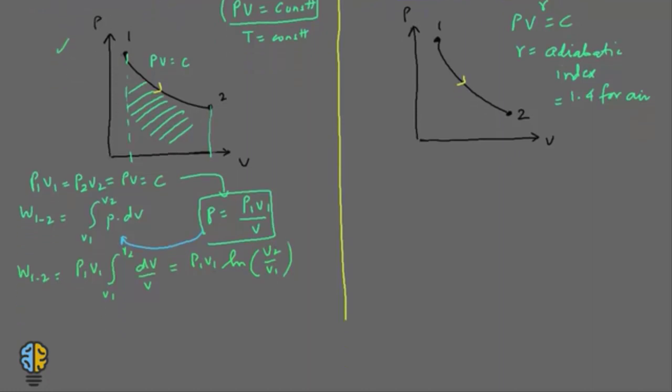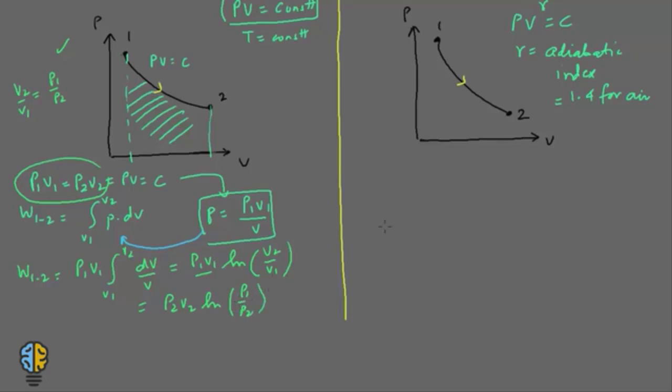Now if you have to replace V2 by V1 by pressure values, you can use this expression, and this would give you V2 by V1 is equal to P1 by P2. And P1 V1 is equal to P2 V2, so you can have P2 V2 over here, same values, and log of P1 upon P2. So this is a value that you get.